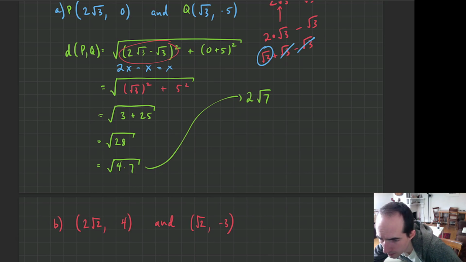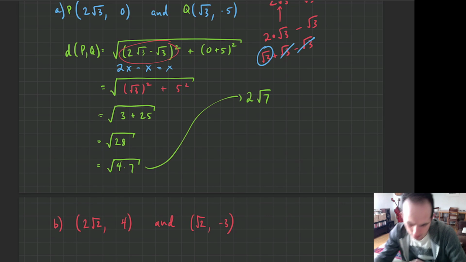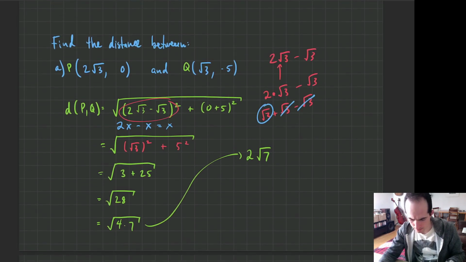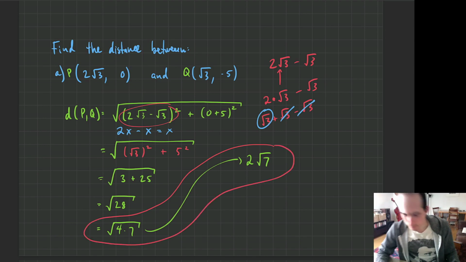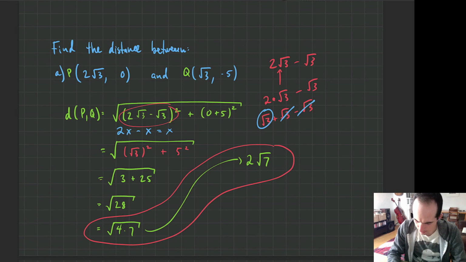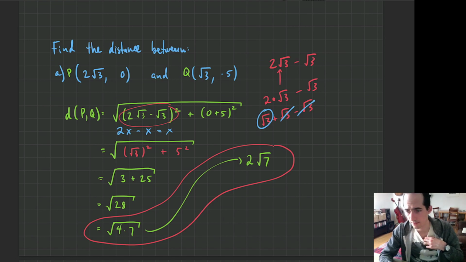Okay, I don't get the part where you turn the 4 times 7 into 2 times 7. Okay, let's pause. Before we start that, where does this part come from? Okay, good question. So where does the square root of 4 times 7 turn into the 2 times root 7?